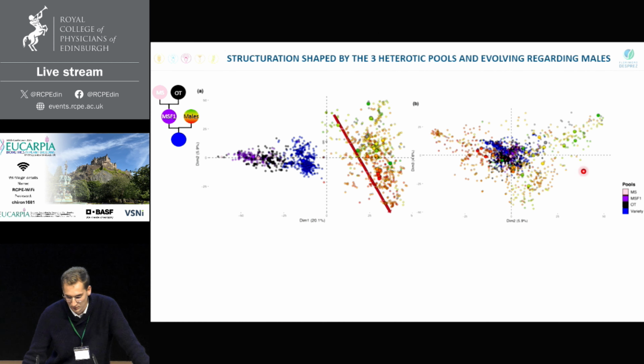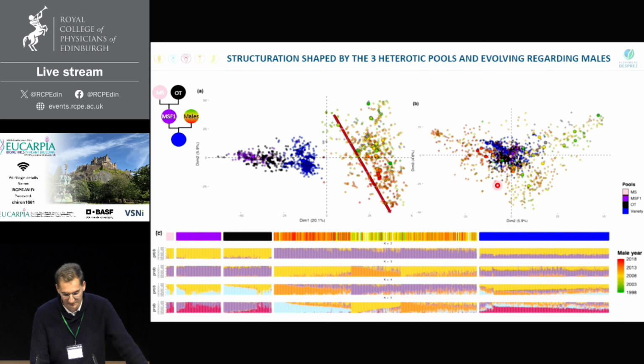So here, creating two ancestry groups, you can see the females are associated with the yellow group and males with the purple group. And when you increase the number of ancestry groups, you can see that there is structuration within the male pool. And when you color the individuals by the year of the pollinator, you can again see that the structuration is highly linked with the year.